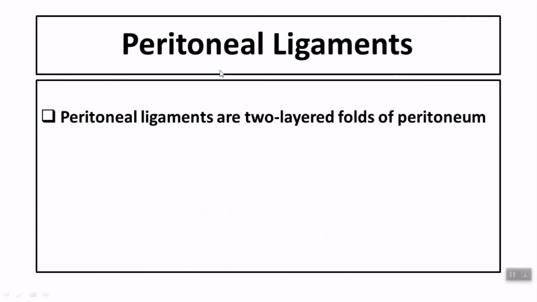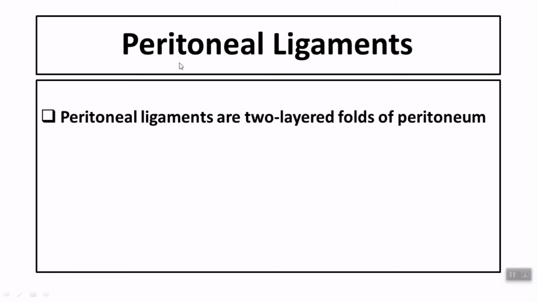We said that the peritoneum has the ability to form a double layer. From these double layers it will form certain structures. In the previous lecture we called them the omenta or omentum. In this lecture we have another structure that is formed by a double layer, which is called the peritoneal ligaments.